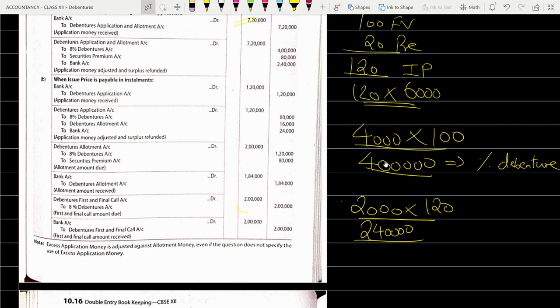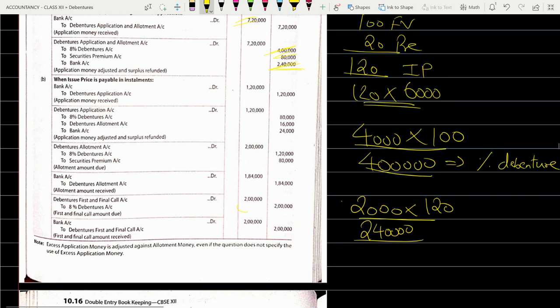Yes, sir. Okay, so here you can say the amount of rupees 2,40,000. So 4 lakh rupees will go for the debenture. This will go on refund. The remaining amount will go for the securities premium. And here you have the split up with respect to your installment method.